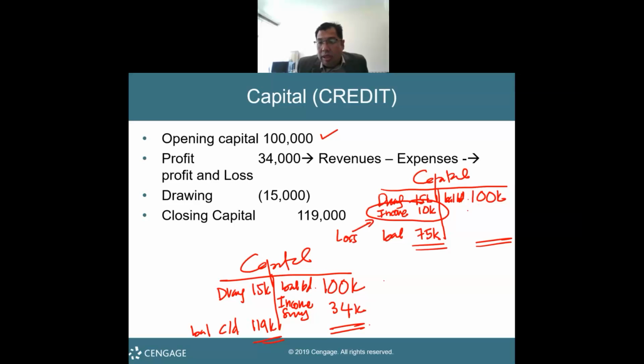So this is for a loss. Anything that will reduce it goes on the left side, like drawings and a loss, and anything that will increase it, like profit, is on the right side. Yes, correct. Very good. Anything that increases capital goes to the right side, credit. Anything that reduces it goes to the debit side. Okay, that's a very good explanation. Thank you so much for the questions. No, thank you, sir.